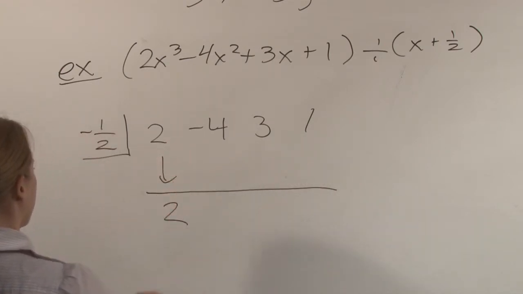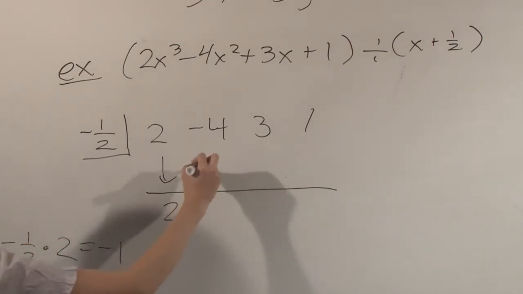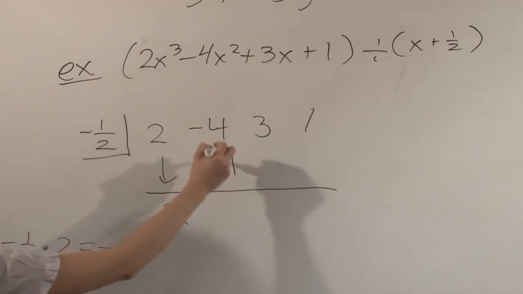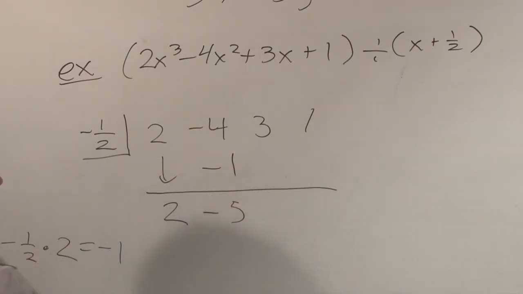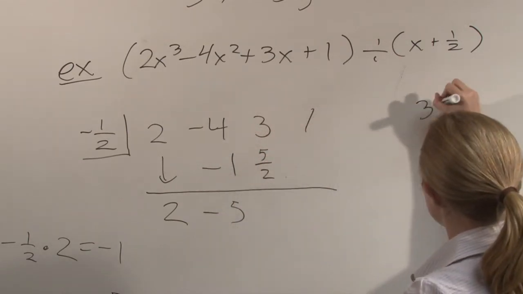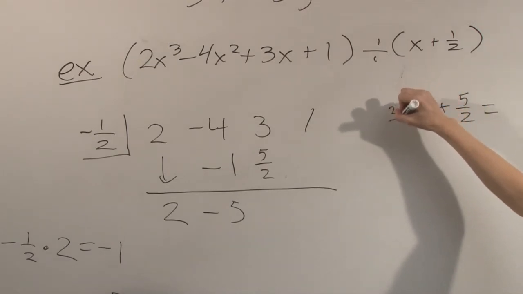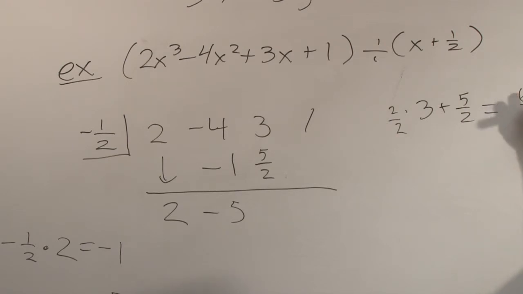Now the 2 is going to come down, and then negative 1/2 times 2 is negative 1. That's going to be negative 1 there. And when I add those two together, that gives me negative 5. Now negative 5 times negative 1/2 is going to be positive 5/2. So I have 5/2 here. So now I need to add 3 plus 5/2, which, if I multiply 3 by 2 over 2, is 6/2 plus 5/2, so 11/2.